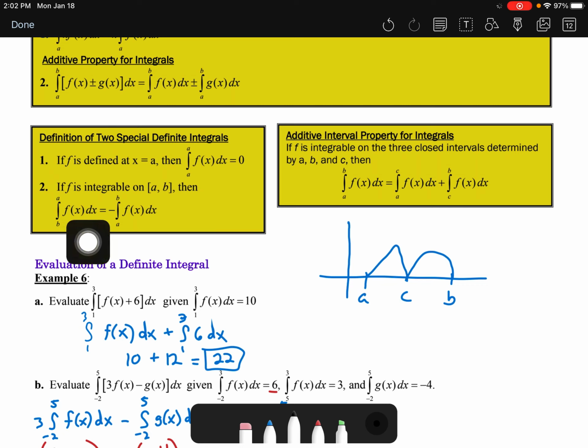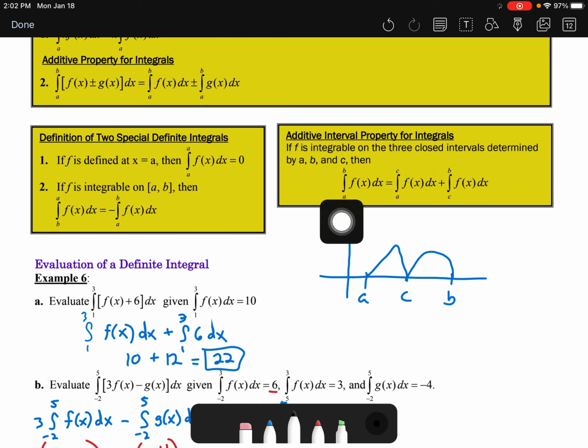Okay, and then this one I kind of pointed out before. We need to have the smaller number on bottom and the larger number on top. So if they give you a function that has a larger number on the bottom and a smaller number on top, we want to switch those around, but then that switches the value of the definite integral. So then you have to put a negative in front of that.